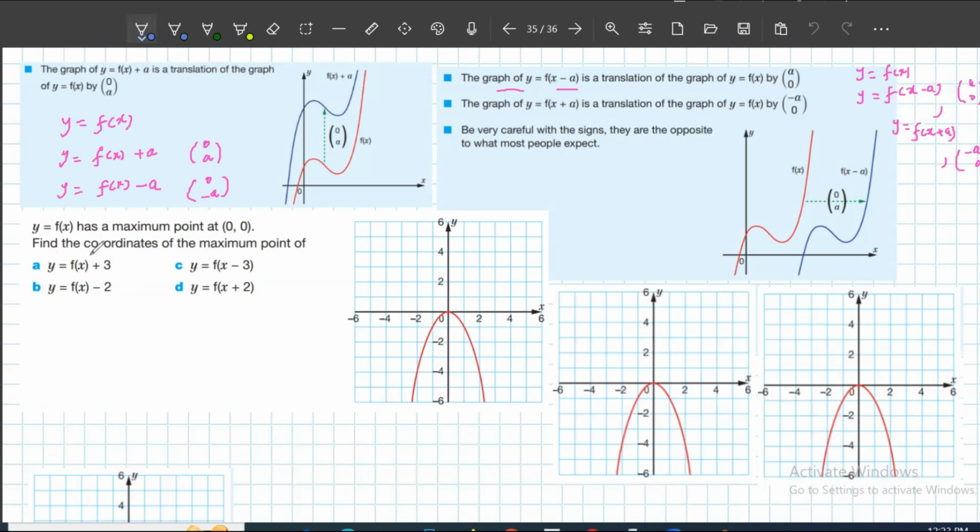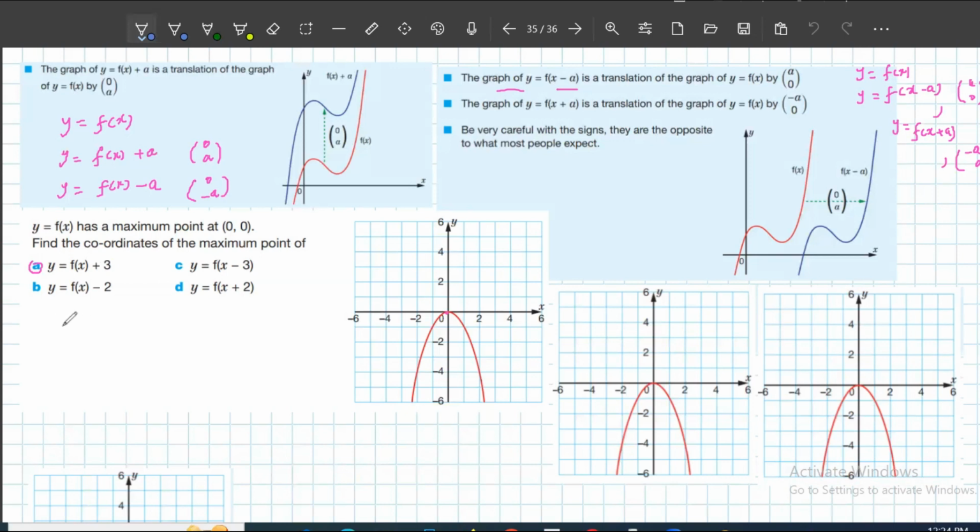For example, here we have one question: y is equal to f of x has a maximum point (0, 0), and you can see it's an n shape, meaning y is equal to minus x squared, but they have only mentioned that y is equal to f of x is a curve. Our goal is to find the translation here. Find the coordinates of the maximum point after applying this translation. What is your new maximum point?